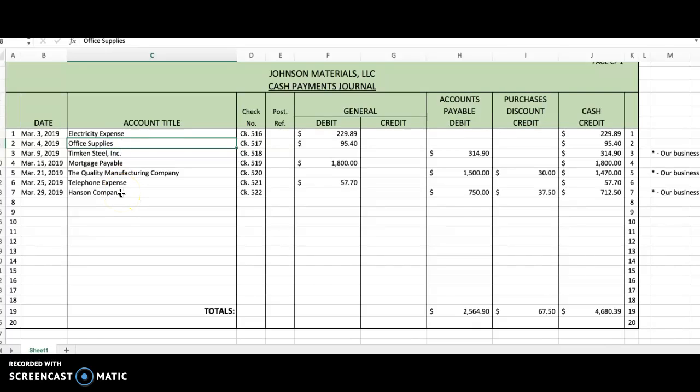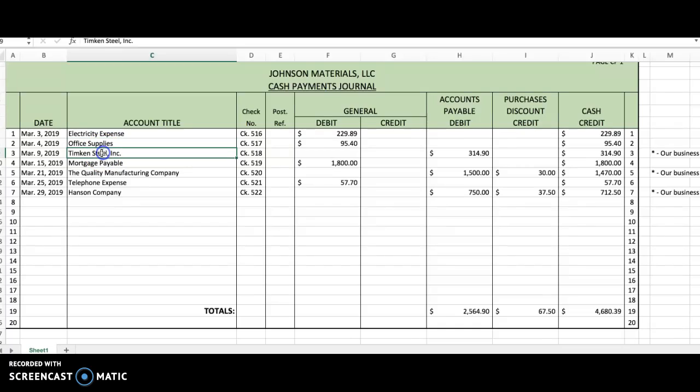Office supplies is not inventory. Obviously, we don't sell office supplies. We use them, but it has to be recorded. Office supplies is something of value. It is an asset, and we record it in this journal.